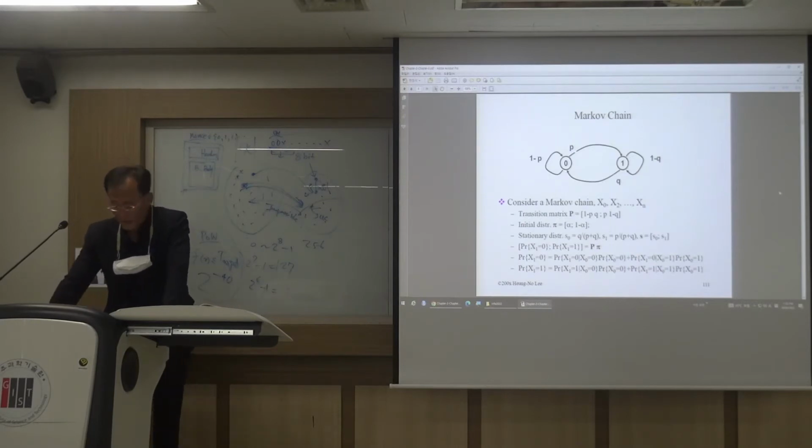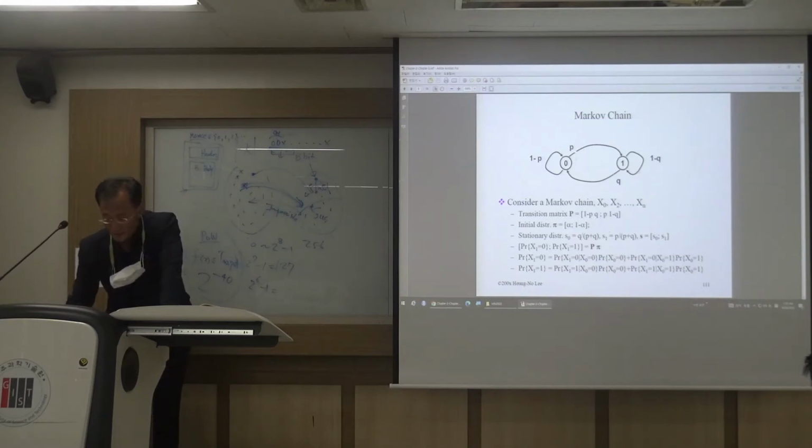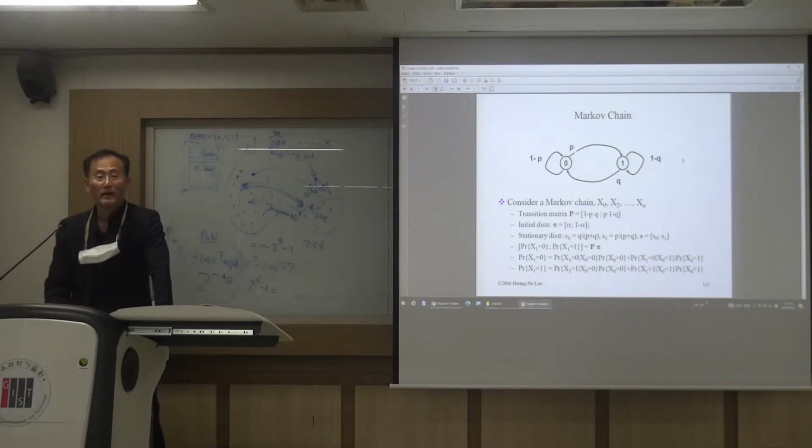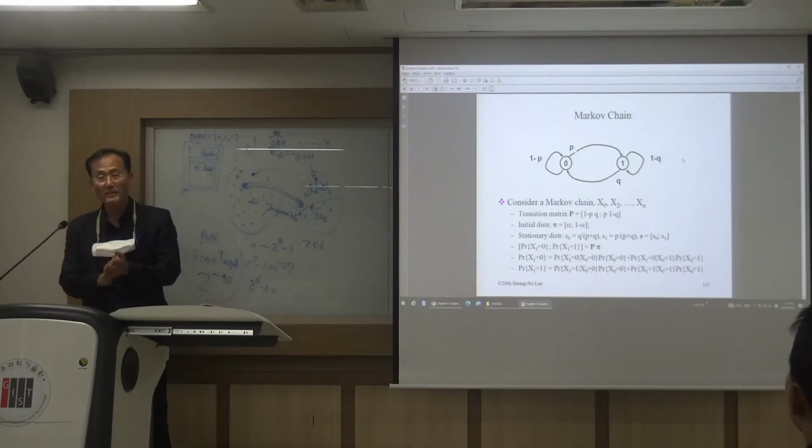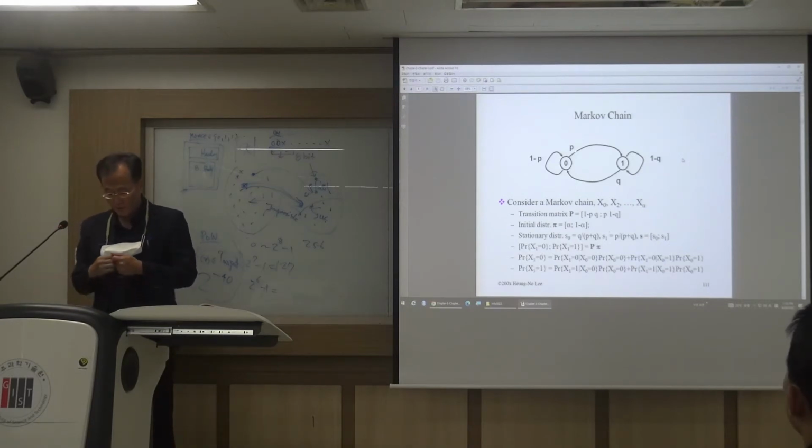Okay. And the Markov chain, basically we can talk about a binary state Markov chain like this. So zero state and one state, and it stays in the zero state with the probability 1 minus p, jumps to state 1 with the probability p, and then from state 1 to 0 with q, and staying in state 1 with the probability 1 minus q, right? And then I can talk about transition matrix, initial distribution, stationary distribution, and so on and so on, right?